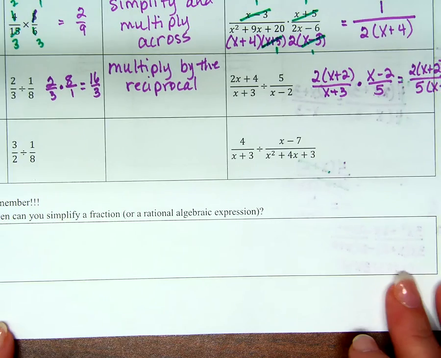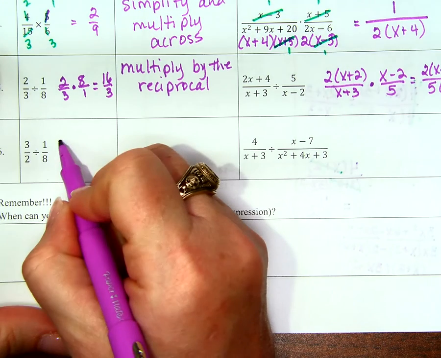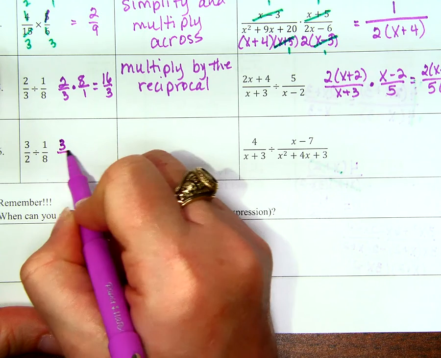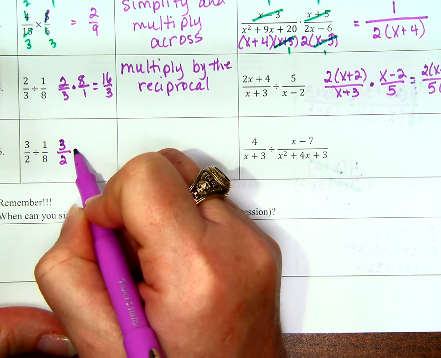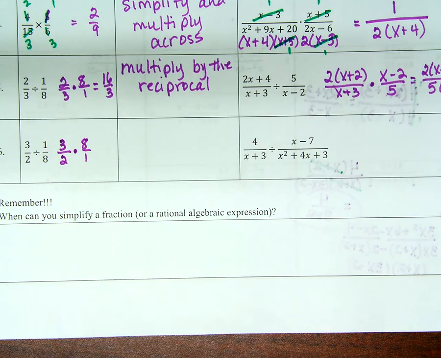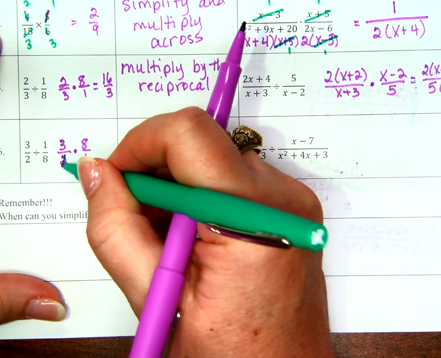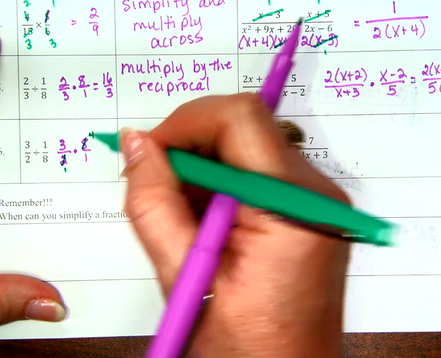So look at number 6. What can I do? Do I want to divide? No. Multiply by its reciprocal instead. So 3/2 times what? 8 over 1. And then just multiply? Well, we can simplify first, right? What do you want to simplify? The 2 and the 8? So what's left?